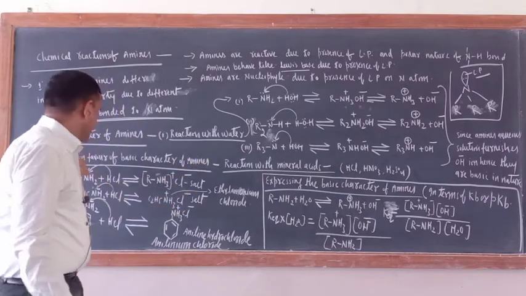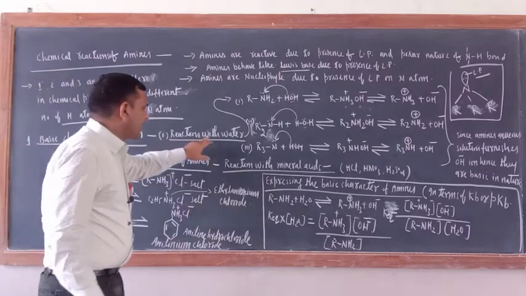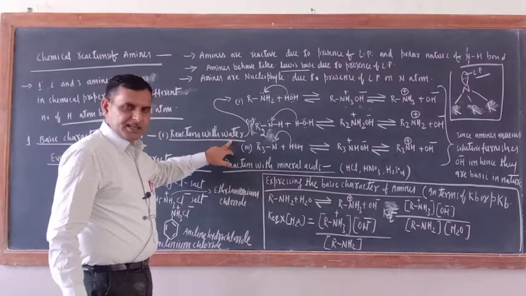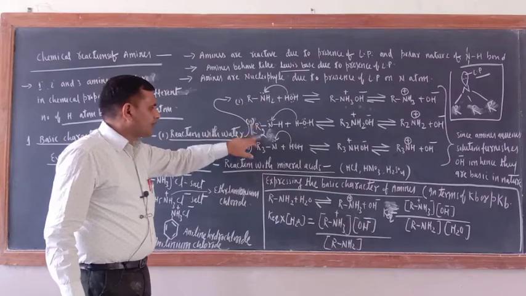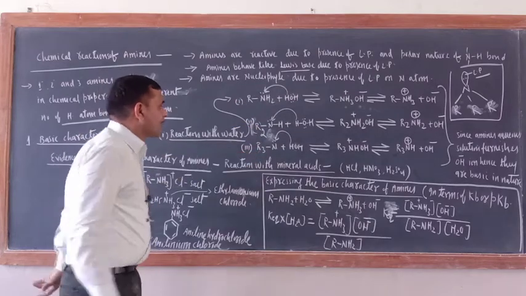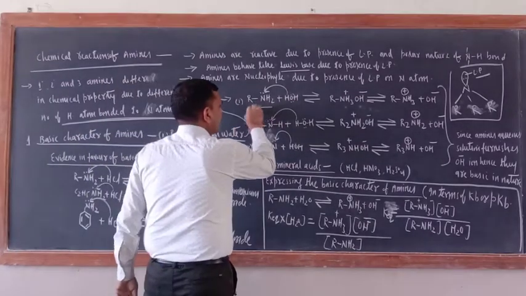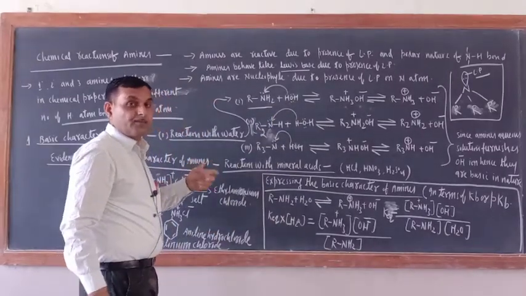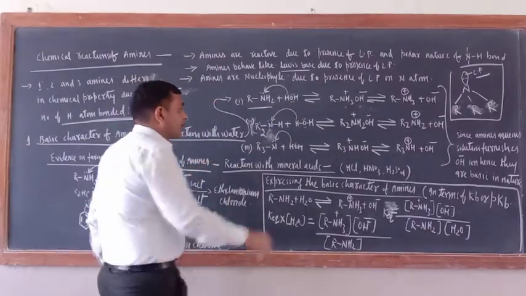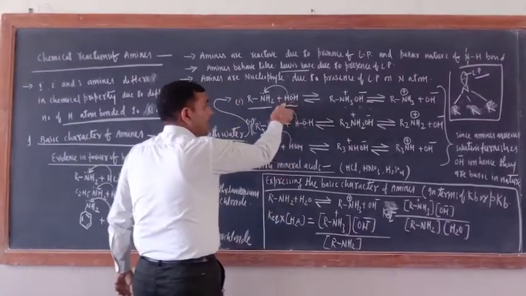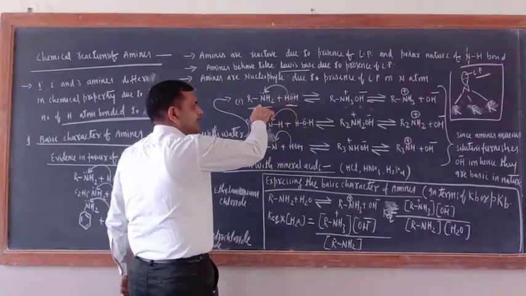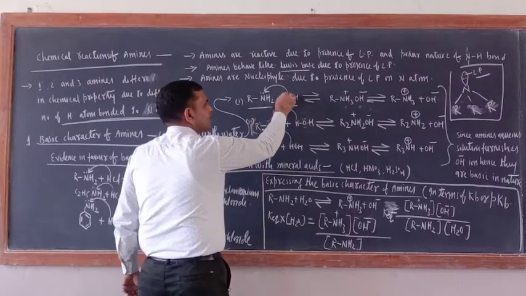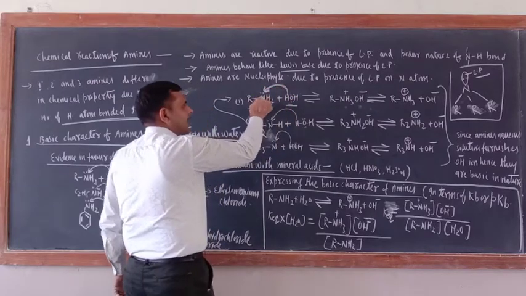How? Just see. First, their reaction with water. So 1 degree, 2 degree, 3 degree amines I wrote here. Actually, amines are more basic than water. So here what would be there? Since water is less basic than amines, it will furnish one proton to the lone pair of electrons of nitrogen.